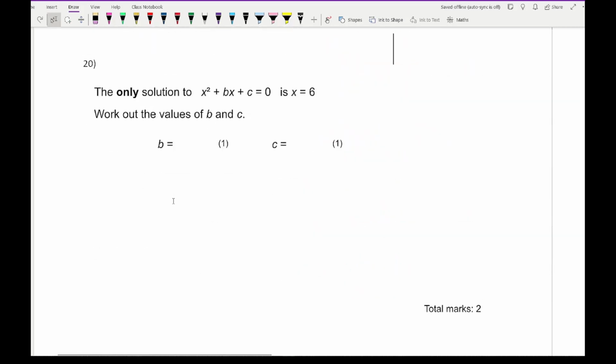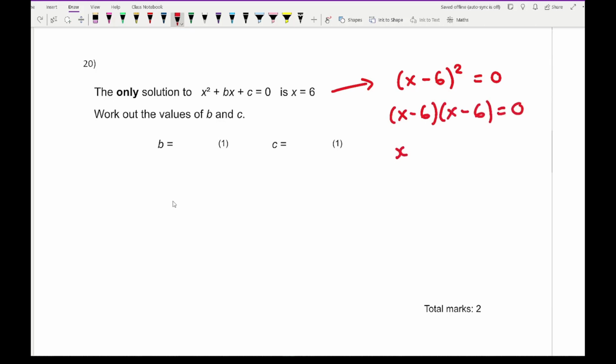Moving on to question 20, it says the only solution of x squared plus bx plus c equals 0 is x equals 6. Work out the values of b and c. Well, if the only solution is 6, then the equation must look like this, (x minus 6)(x minus 6) equals 0, and then we just need to expand the brackets. Expanding that out, I get x squared minus 12x plus 36. So my value of b is minus 12, and my value of c is 36.